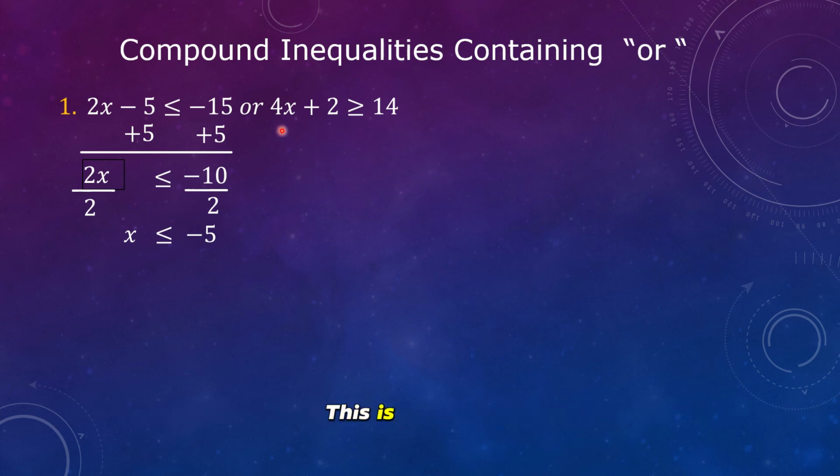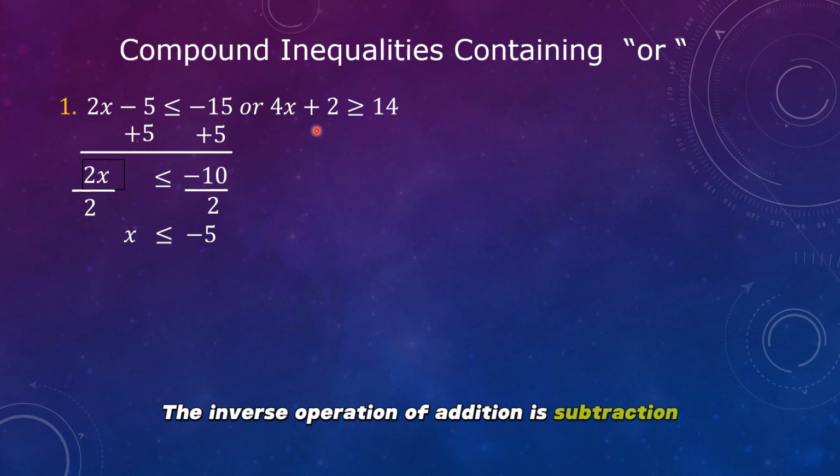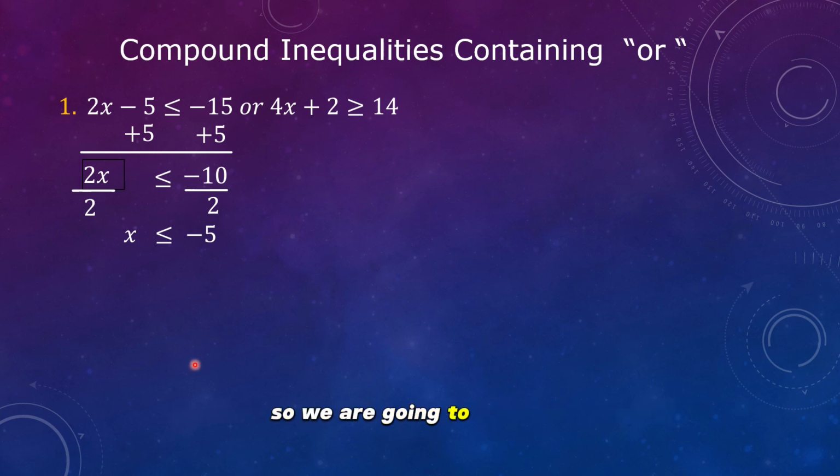This is 4x plus 2. The inverse operation of addition is subtraction, so we are going to subtract 2 from both sides of the inequality. Minus 2, minus 2. Bring down 4x. Positive 2 minus 2 is 0. And then it is greater than or equal to 14 minus 2, which is 12.